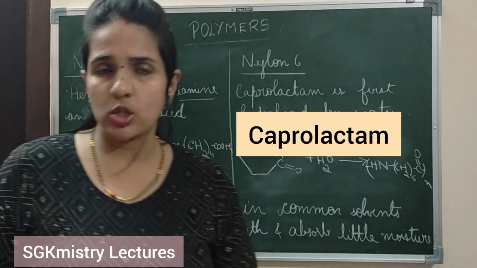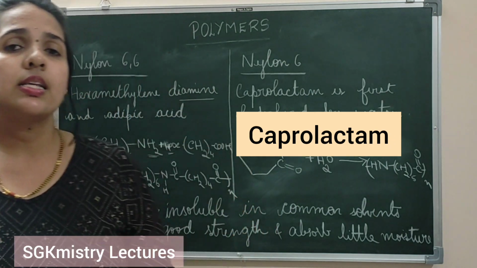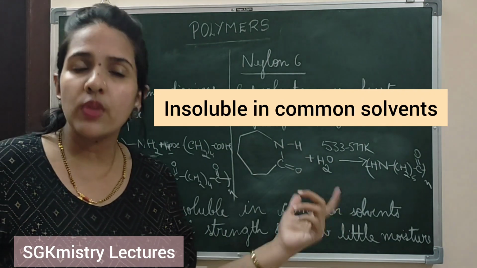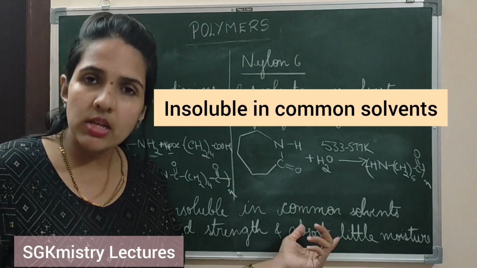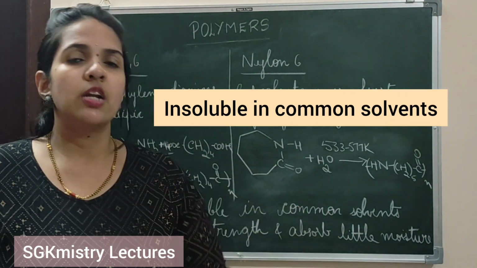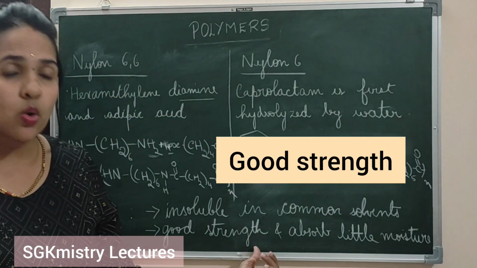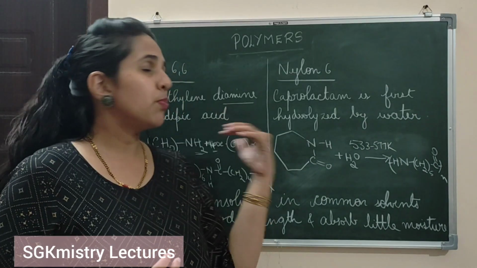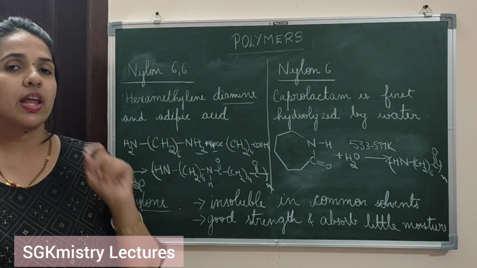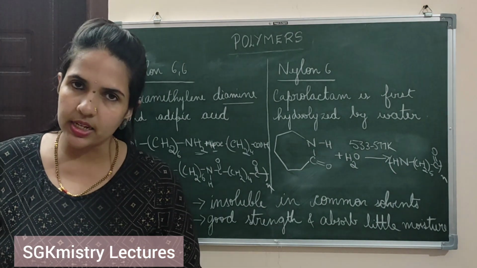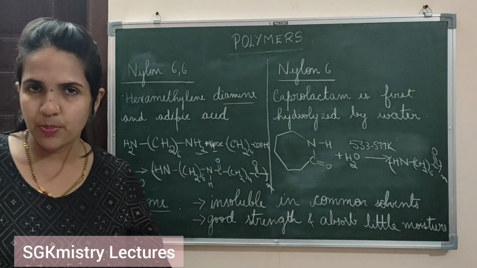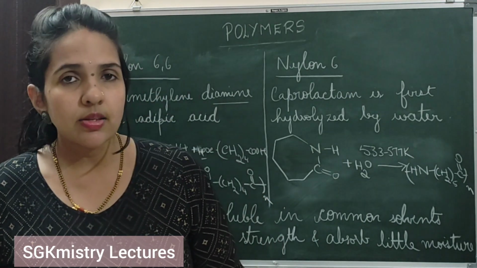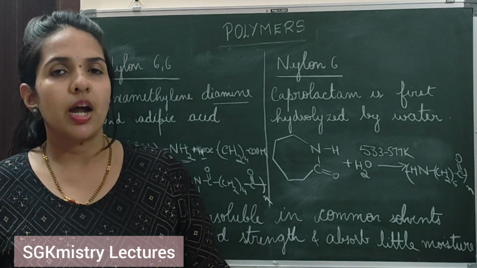So what are the uses of this nylon? Nylon is a very important synthetic fiber. It is insoluble in most of the common solvents, so it is very resistant to solubility in different types of solvents. It has very good strength and also it absorbs very little moisture. So both these polymers, nylon 6,6 as well as nylon 6, are very important synthetic fibers because of all these properties. So this is about the polyamides, which are an important class of polymers coming under condensation polymers.